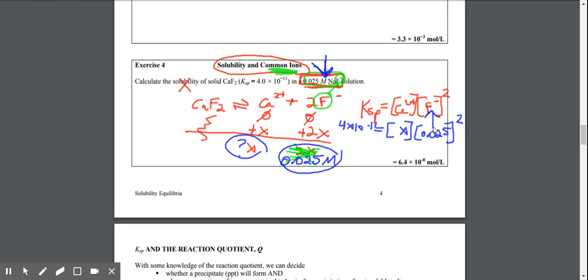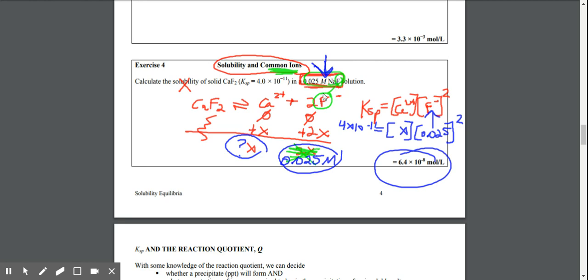Now what I'm going to do is solve using algebra for my x value. And when you do so, you get 6.4 times 10 to the negative 8th. Okay, so this is called the common ion effect. This is a mathematical thing. You can see it on multiple choice as well as on free response.